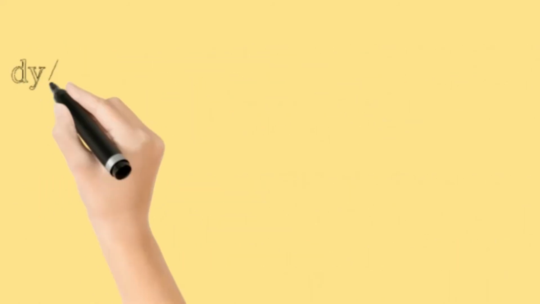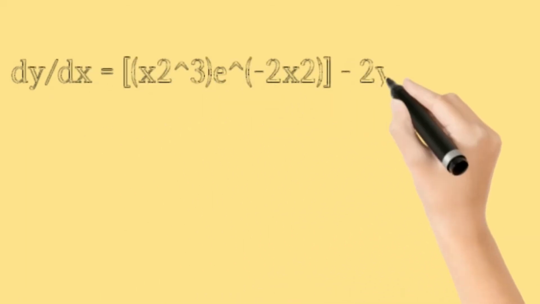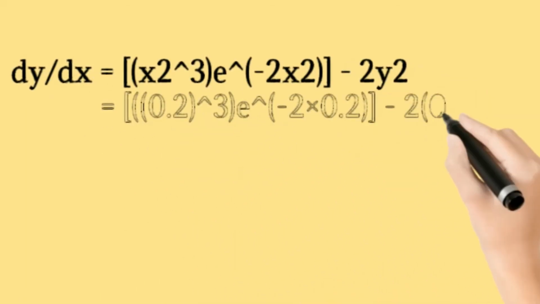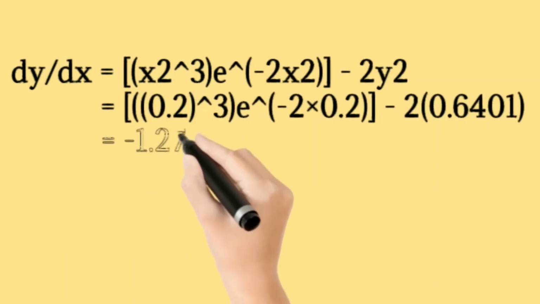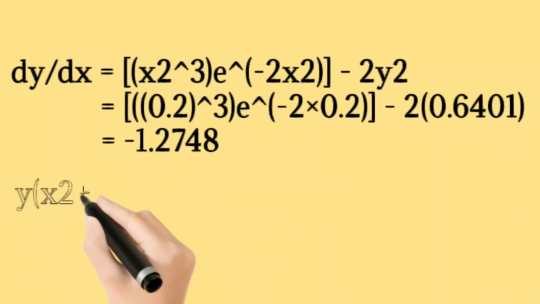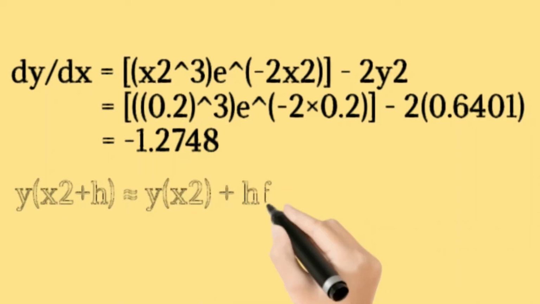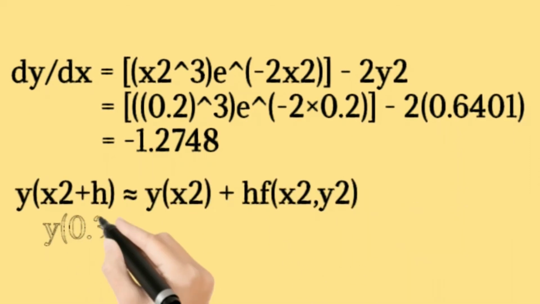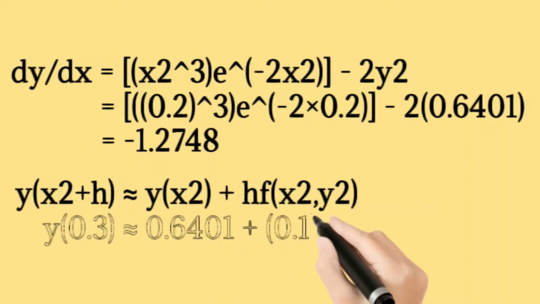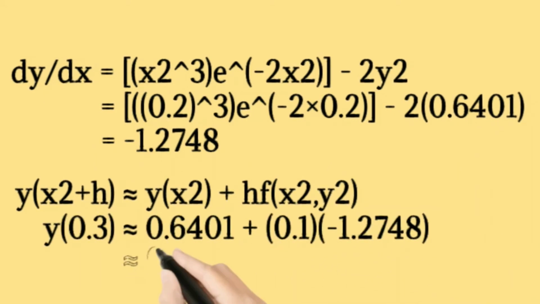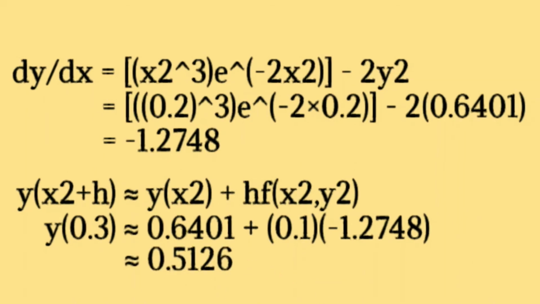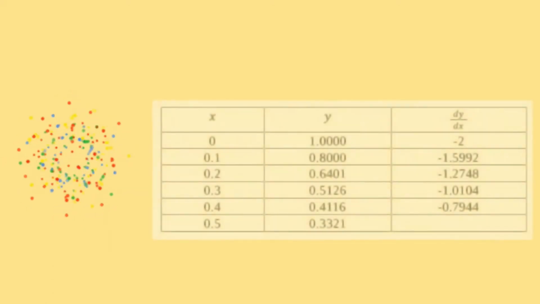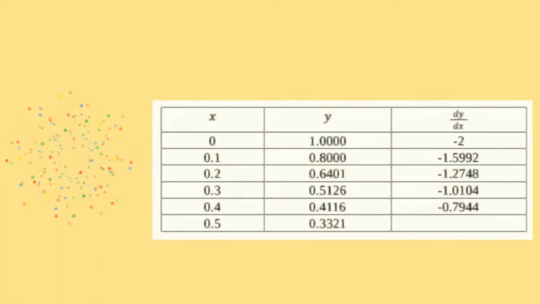To repeat, we calculate the derivative and we will get -1.2748. And we substitute into Euler's method, and we will get our y(0.3) equals 0.5126. To summarize all the values of x, y, and dy/dx, we put them into a table.